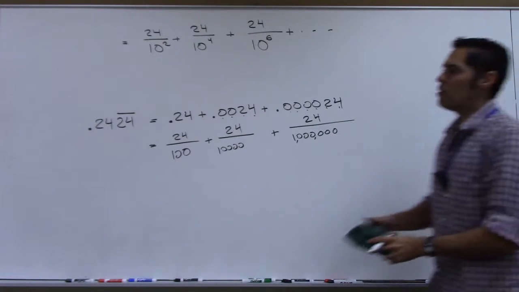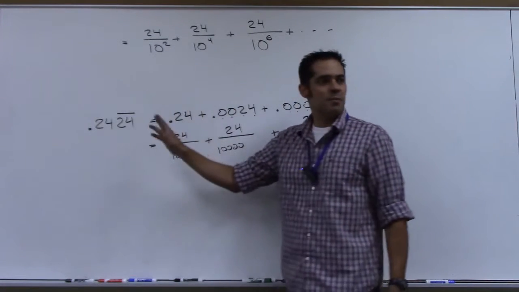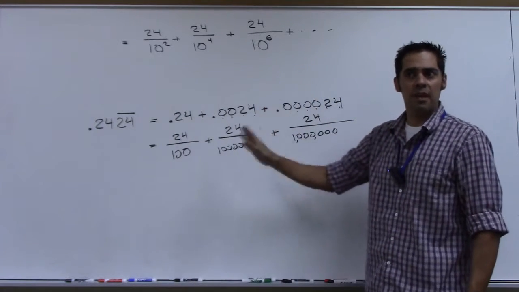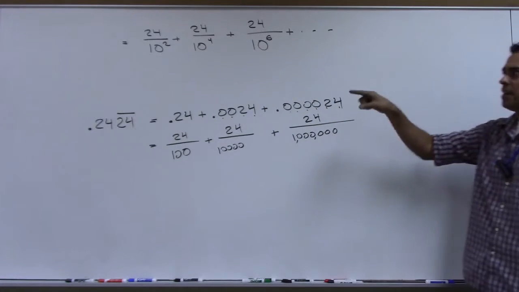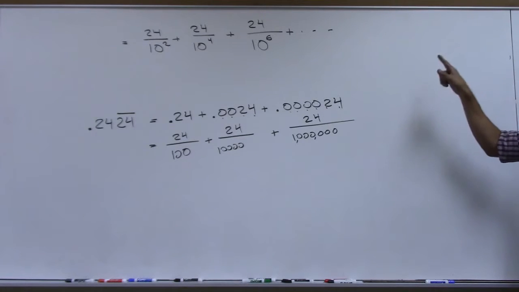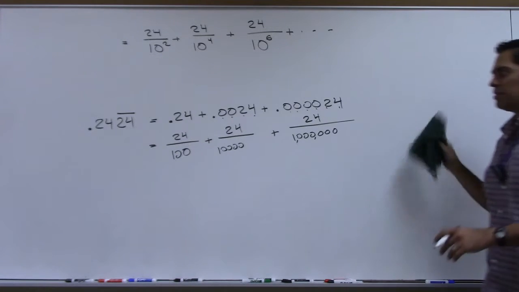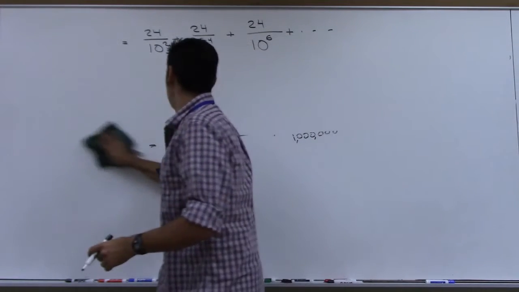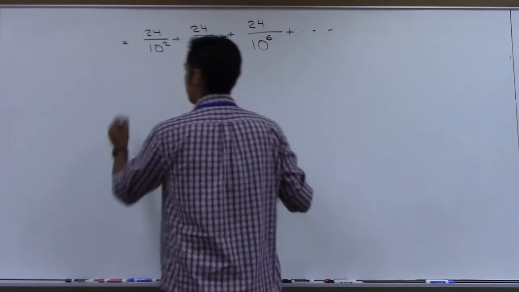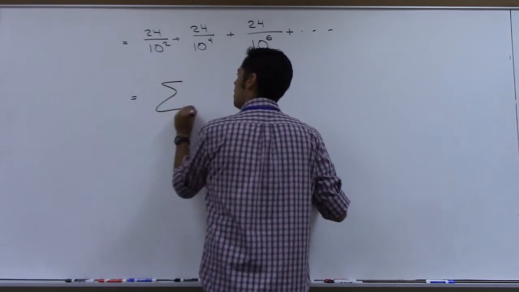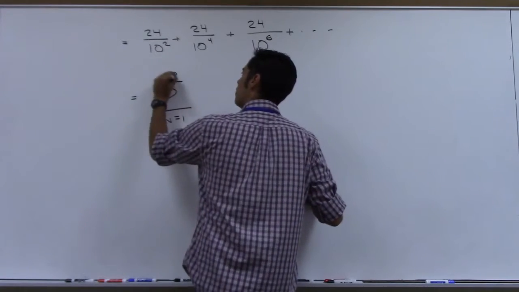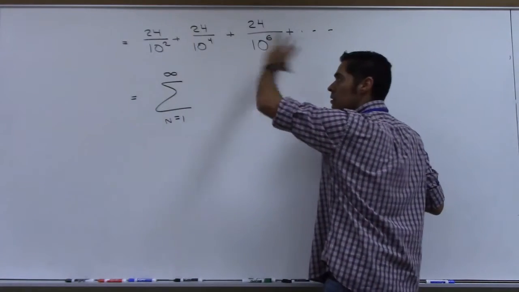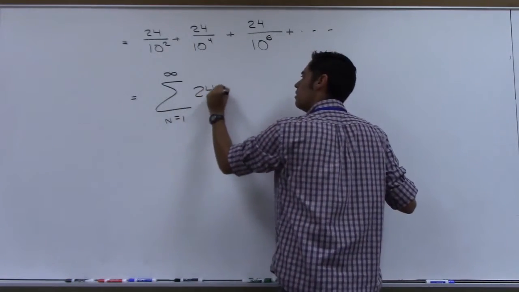So look at our powers. Instead of like the last problem where it was 10 to the first, 10 squared, 10 cubed, it's 10 to even powers, right? To even powers. And how do we create even? Sum, n equals 1 to infinity. What's never changing? 24. So I'm going to put that out here.